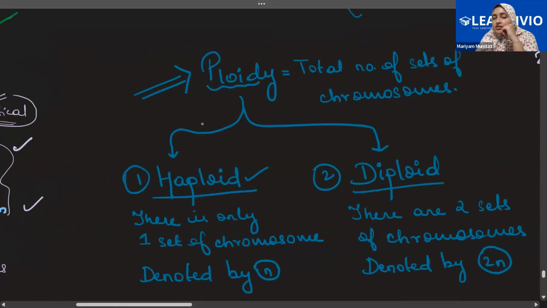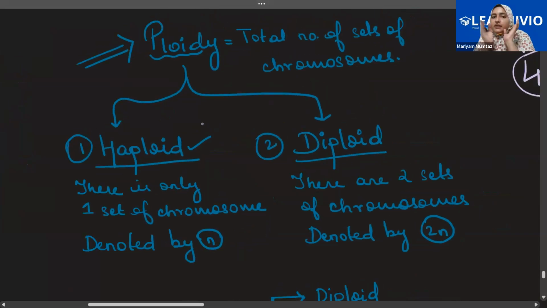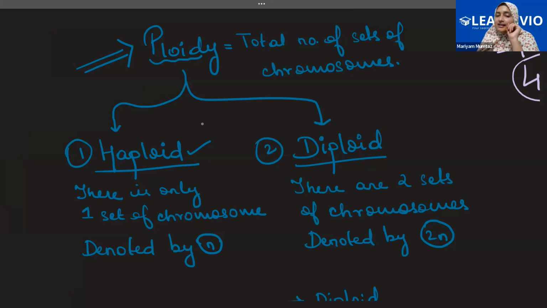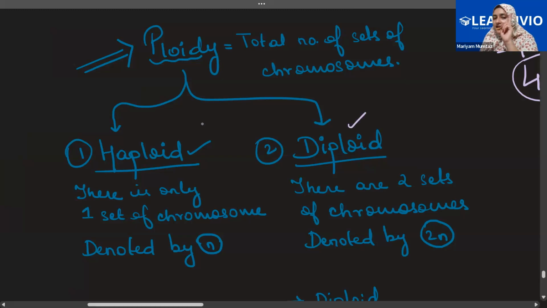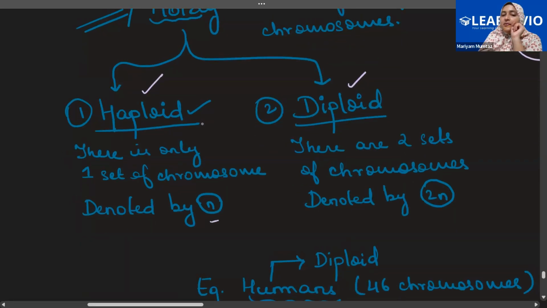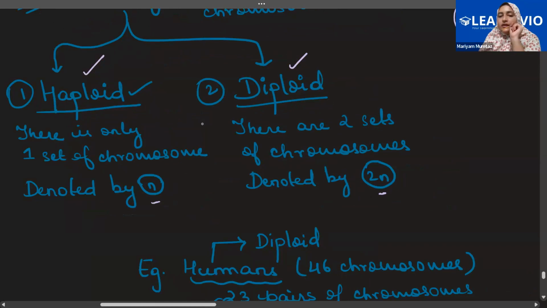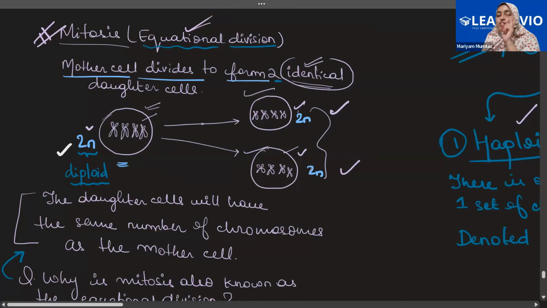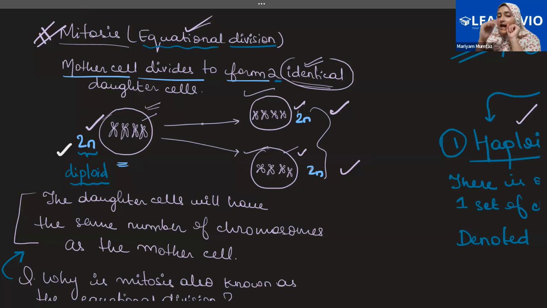So the number of sets of chromosomes in any organism is called ploidy. If we have 2 sets of chromosomes, that is diploidy, meaning two sets are there. If any organism has one set of chromosomes, then it is haploidy. Haploidy means one. So haploidy is denoted by N and diploidy is denoted by 2N. So here, if the mother is diploid, meaning it has two sets of chromosomes, then two daughter cells are formed and both will be diploid. Is this thing clear to you all?